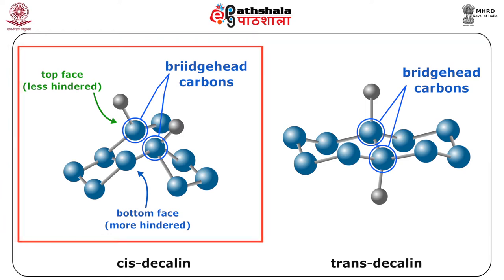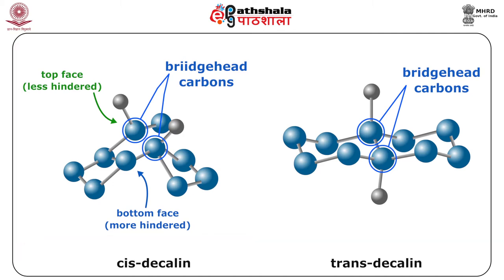The convex side is less hindered, that is the top face, whereas the concave side is sterically more hindered, which is the bottom face. It is more hindered because no reagent can easily approach through this side of the molecule, whereas the convex side or the top face is sterically less hindered and the reagent can easily approach for attack on this side.